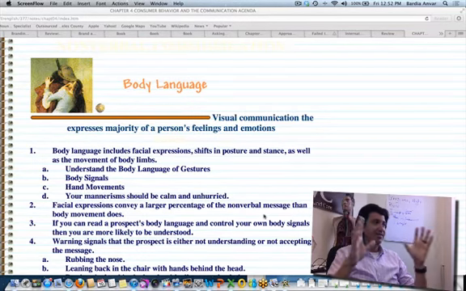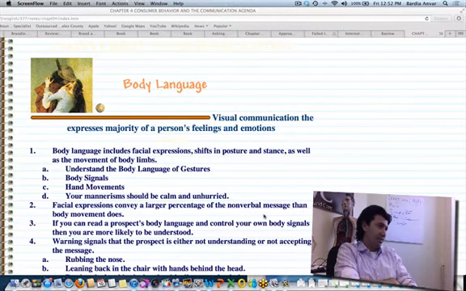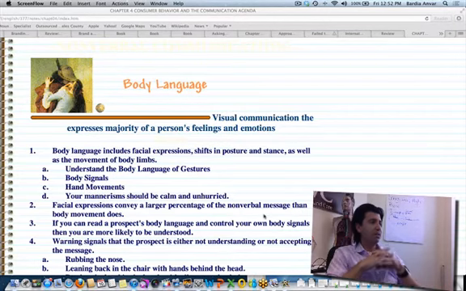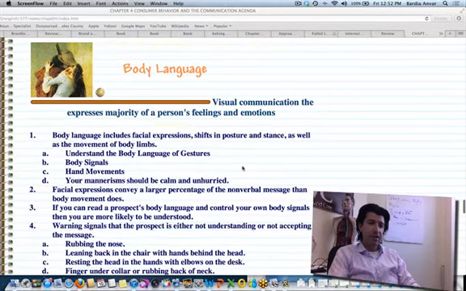But what if your prospect, the person you're speaking to, is like that? Maybe I want to mirror their imagery. Maybe I will mirror my arms like this and talk to them like that, and then slowly open up my arms like this. Then they might feel more comfortable because I'm mirroring them. Those are ways you could do that. And you want to be calm and unhurried. Facial expressions convey a larger percent of the nonverbal message than body movement does.